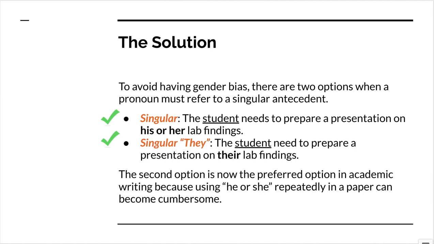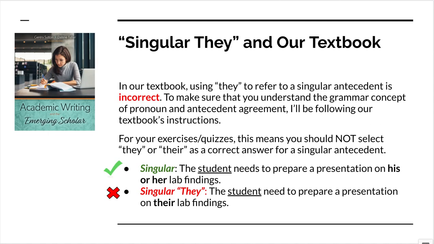Now, again, what does this mean in our class? Our textbook is technically going to tell you that using they in a singular sense is incorrect. You can't do it. You have to use he or she. Because I want to make sure that you understand the grammar concept that pronouns have to be in agreement with their antecedents in number, I'm going to hold to this rule when grading your exercises or quizzes. So do not select they or their as a correct answer for a singular antecedent. I won't accept the singular there. I'll only accept he or she.